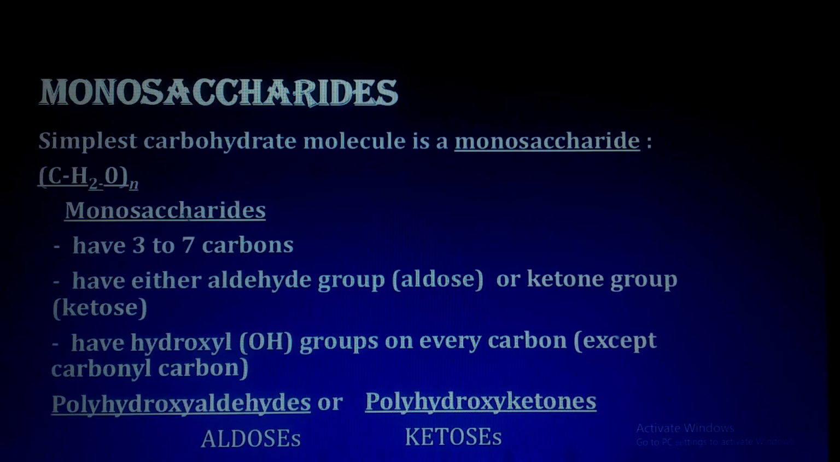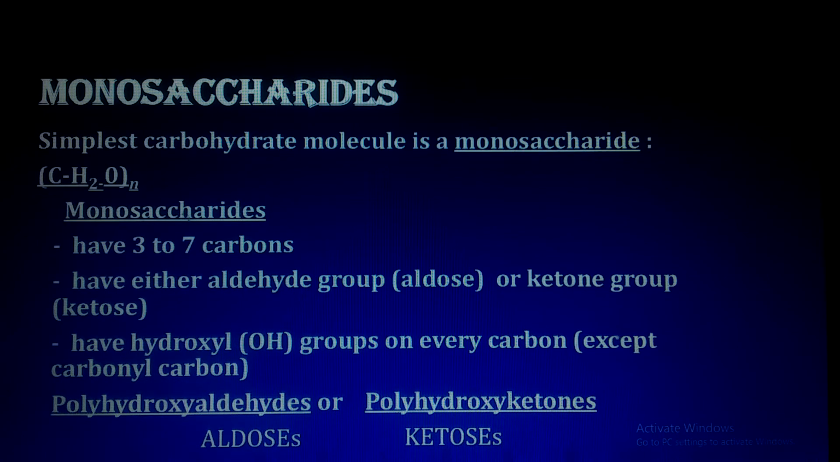Now, what are monosaccharides? Monosaccharides have 3 to 7 carbons. Some monosaccharides contain an aldehyde group, known as aldose, or some contain a ketone group, known as ketose.